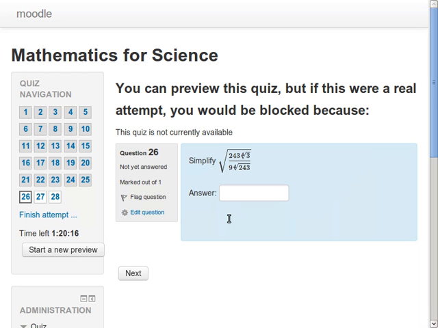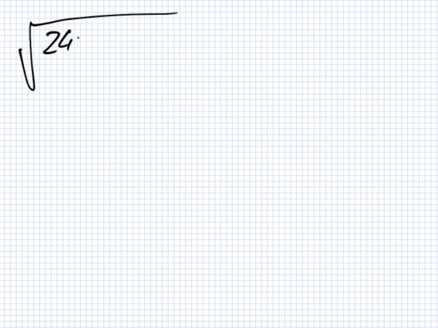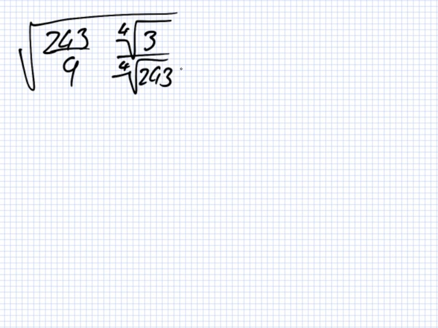Simplify this one. It was 3, wasn't it? Yeah. So this one here, what was it? Square root, wasn't it? Yeah. Square root 243 over 9, and then the fourth root of 3 over the fourth root of 243. So anyways, 243 over 9 is 81, isn't it?